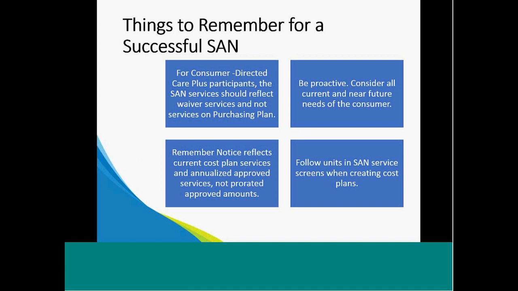So if you need to see the prorated units approved for the current year while you're building your cost plan, please look at the SAN service screen. And then follow those units when you're creating your cost plan, because the SAN system automatically calculates the budget based on the units that are put there. So if you follow those units when you're building your plan, there should not be an issue with budget.